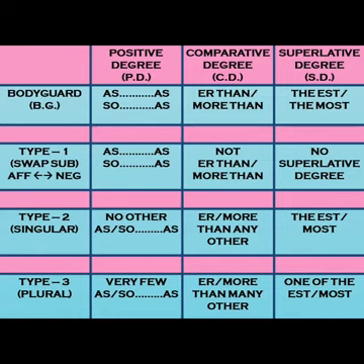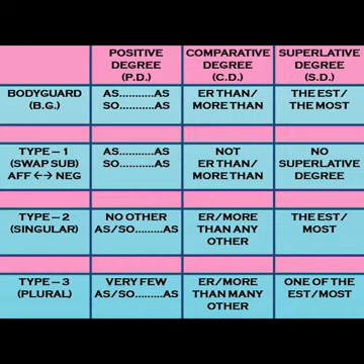So now we'll see the bodyguard in the three different degrees. Now who are the bodyguards here? In positive degree, the bodyguard is as or so as. In comparative degree, the bodyguard is er than or more than. And in superlative degree, the bodyguard is the est or the most.